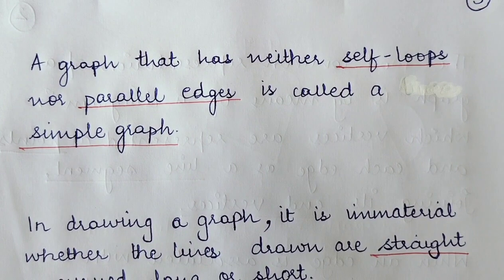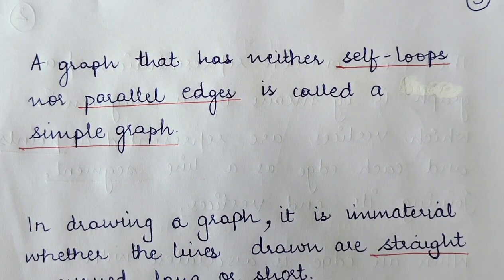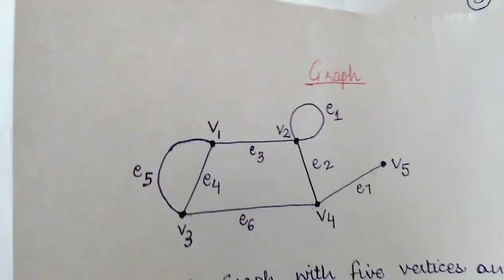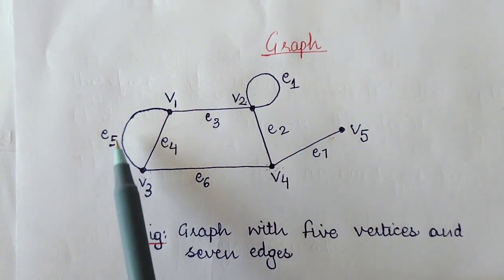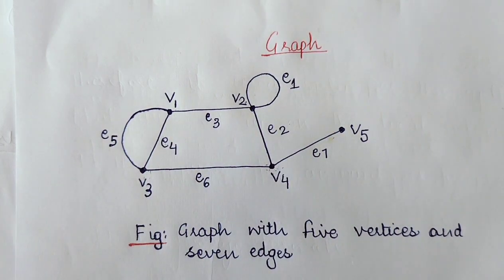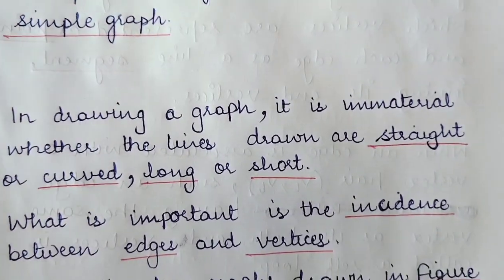A graph that has neither self loops nor parallel edges is called a simple graph. Now this graph that we are seeing here is not a simple graph because it has both self loop and parallel edges. But any such graph which has neither self loops nor parallel edges is called a simple graph.